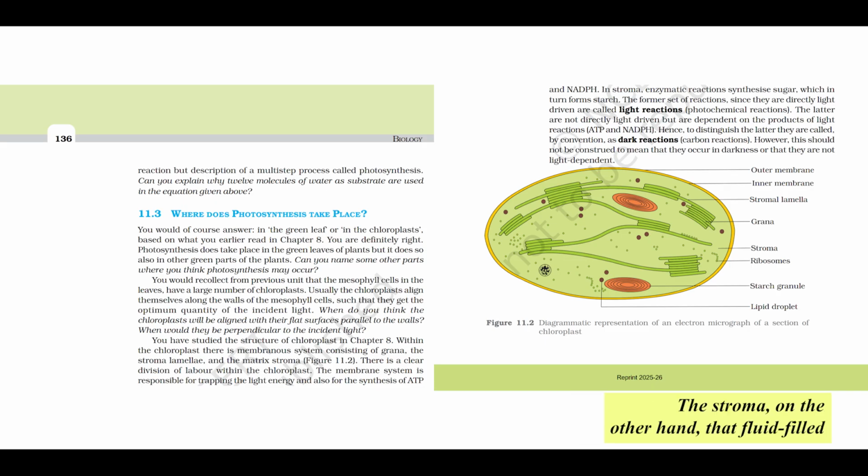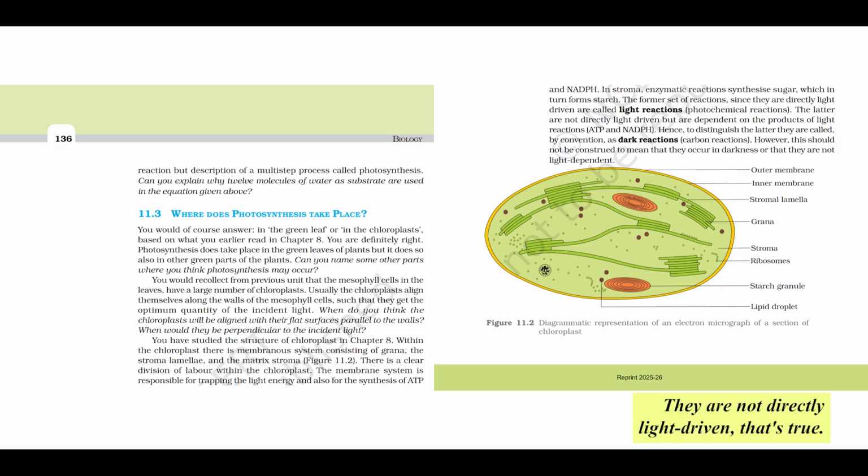The stroma, on the other hand, that fluid-filled space, is where the enzymatic reactions occur. These enzymes take the ATP and NADPH produced by the light reactions and use them to synthesize sugar, which can then be converted into starch for storage. These reactions are, by convention, termed dark reactions or carbon reactions. However, and this is a common trick question in NEET, calling them dark reactions is a bit of a misnomer.